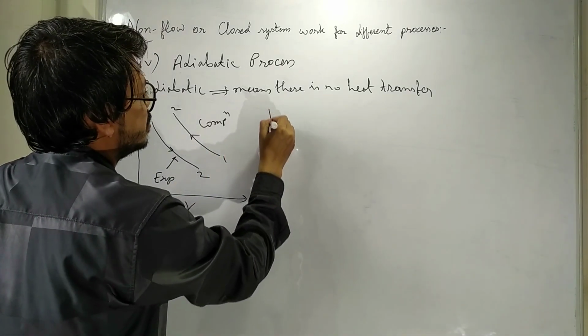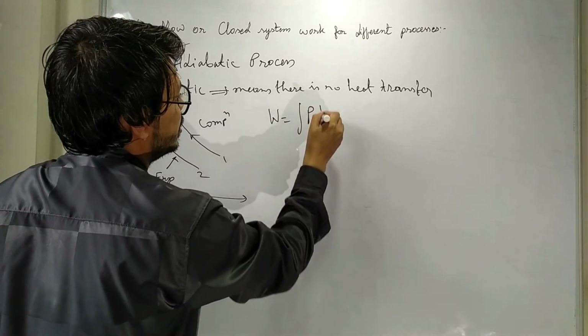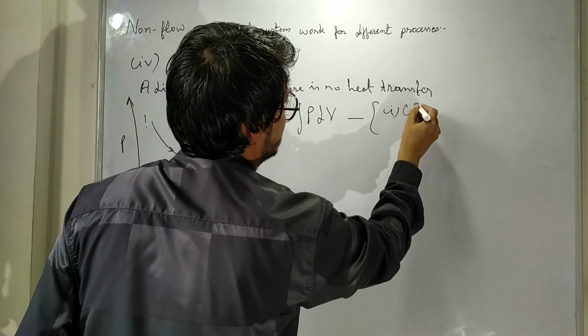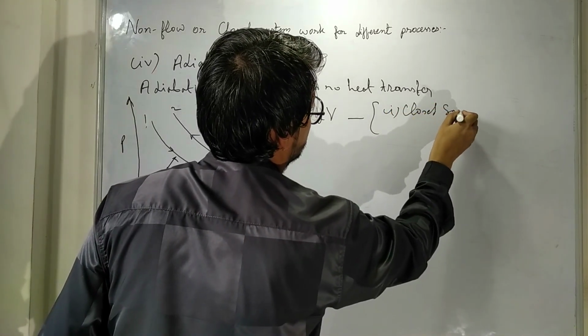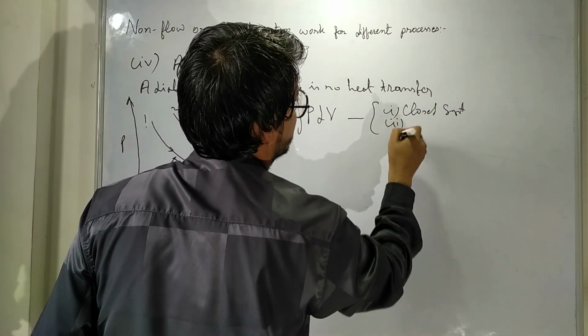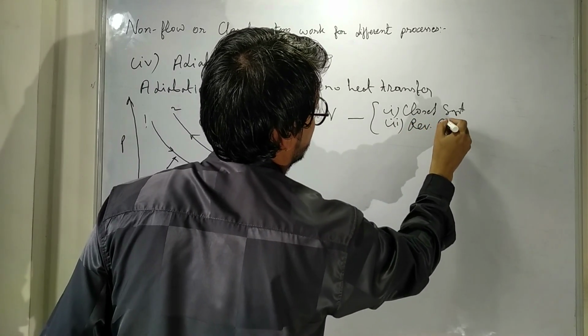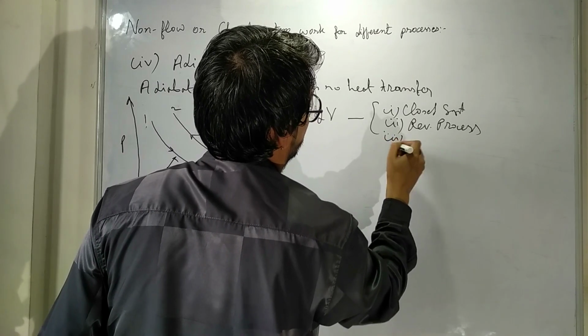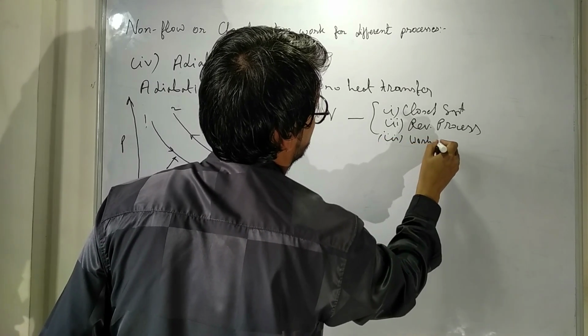We know that work done is equal to integration of P dV with the assumptions: closed system, reversible process, and third one, work should cross the boundary.